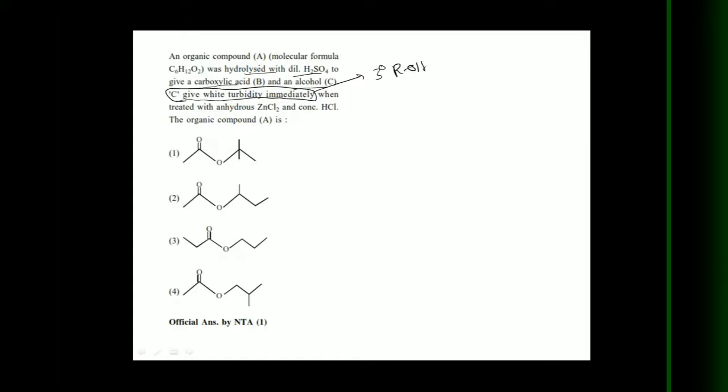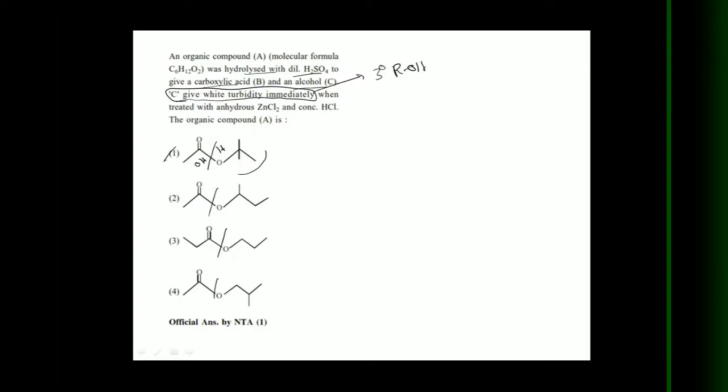Actually, an ester on hydrolysis produces an acid and an alcohol. When treated with the Lucas reagent, a tertiary alcohol gives an immediate white turbidity. So here, on hydrolysis, OH and hydrogen give a tertiary alkyl alcohol. In this case it is a primary alcohol, in this case a secondary alcohol. So the ultimate answer is 1.